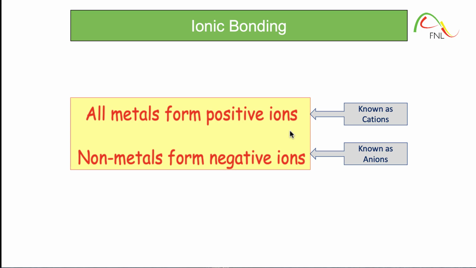This is a key slide, okay? Memorize this one. All metals form positive ions. That is so important. So all metals form positive ions because they lose electrons, and these ions are also known as cations. Non-metals form negative ions because they gain electrons, and negative ions are known as anions. This is just so important. So go over it again. All metals form positive ions, non-metals form negative ions. It's so important to grasp that bit.